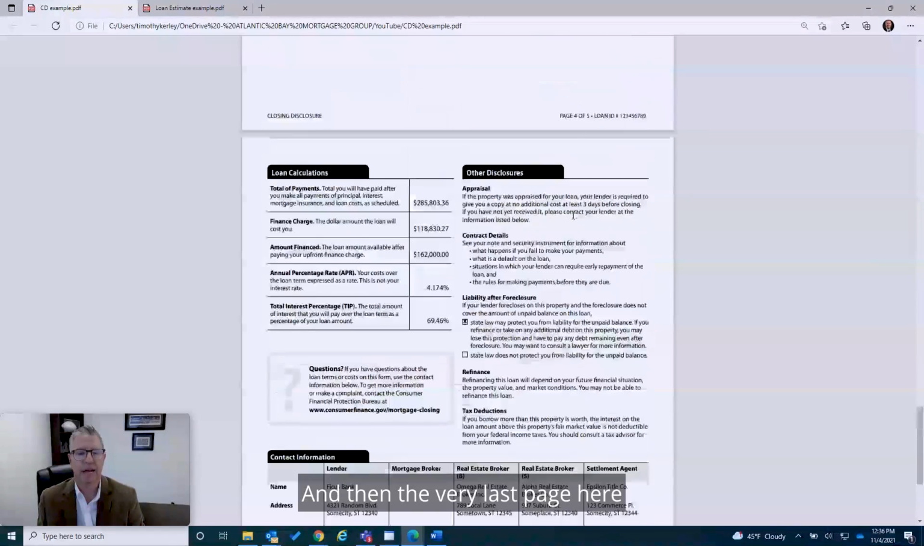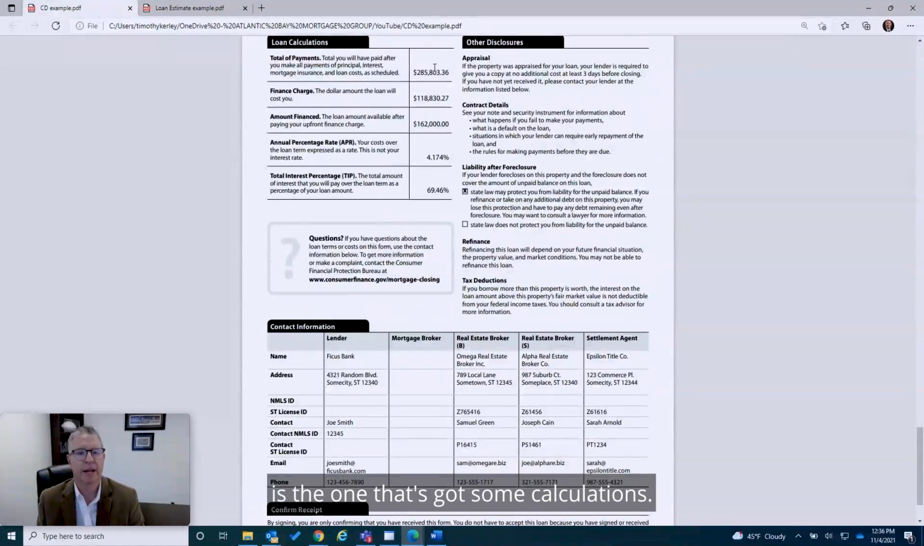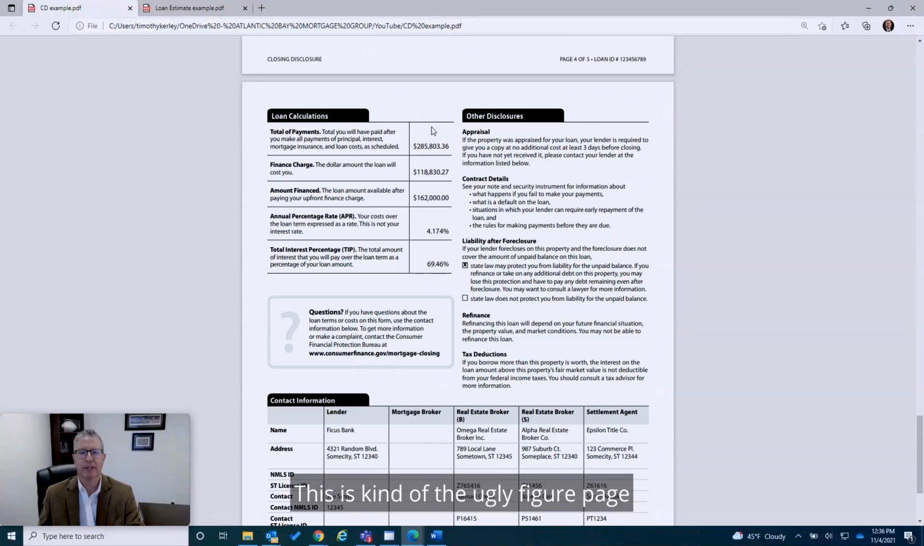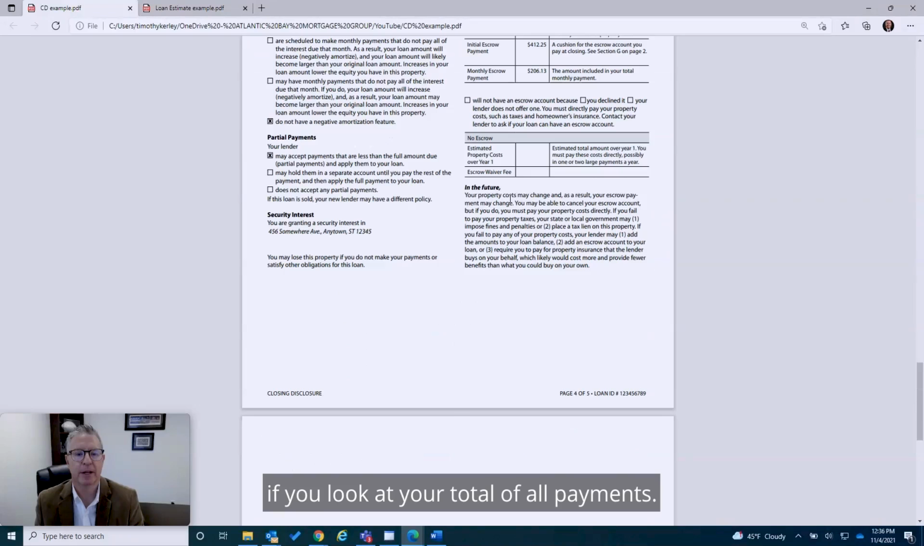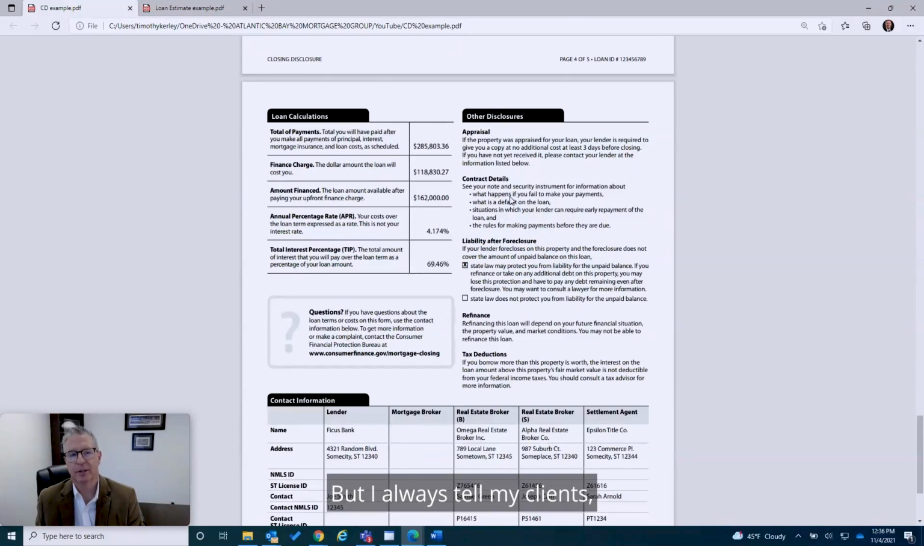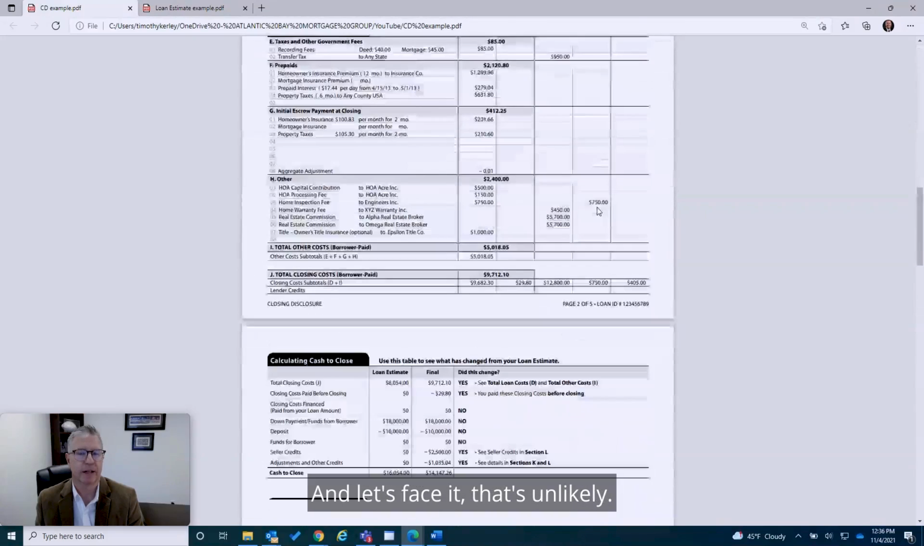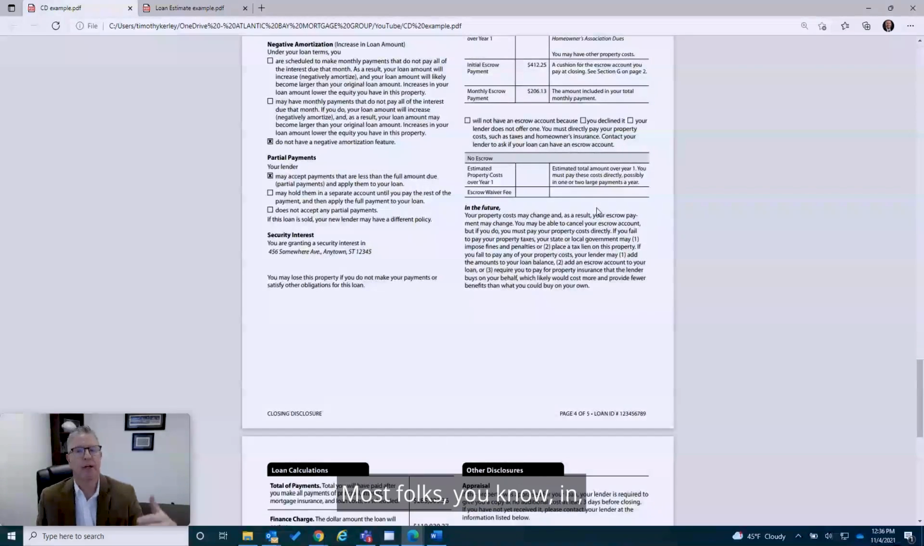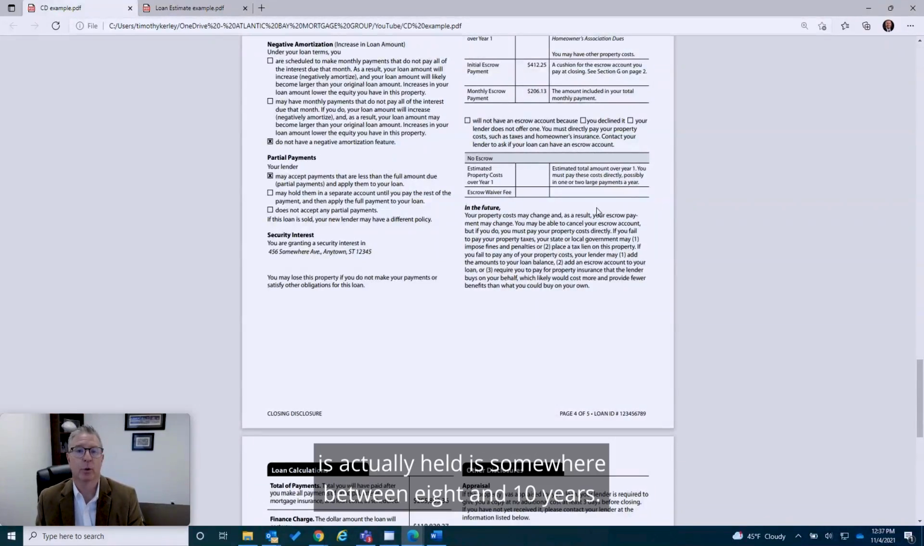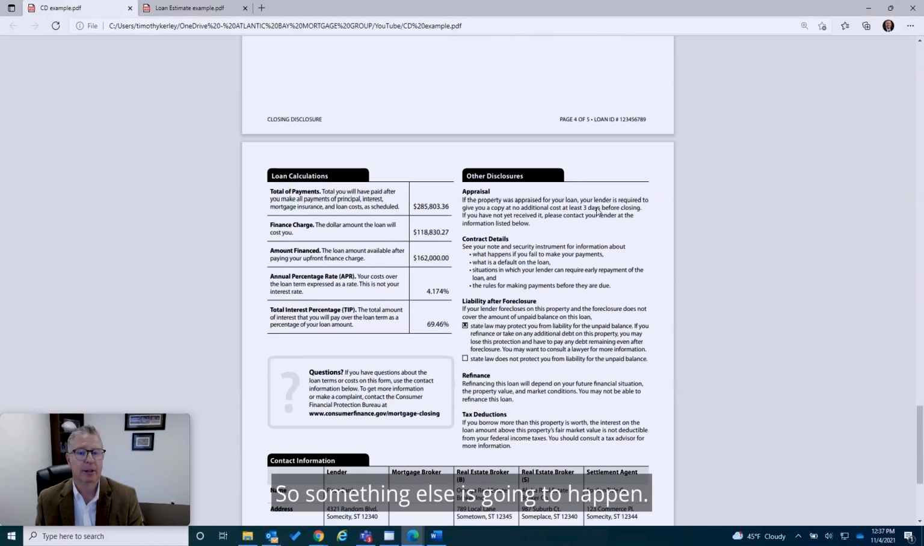And then the very last page here is the one that's got some calculations. This is kind of the ugly figure page if you look at your total of all payments. But I always tell my clients, don't put a lot of weight on this, because these figures are all assuming that you're going to keep this loan for the full 30 years. And let's face it, that's unlikely. Most folks, I think in the United States, the average length of time that a 30-year loan is actually held is somewhere between 8 and 10 years. So something else is going to happen.